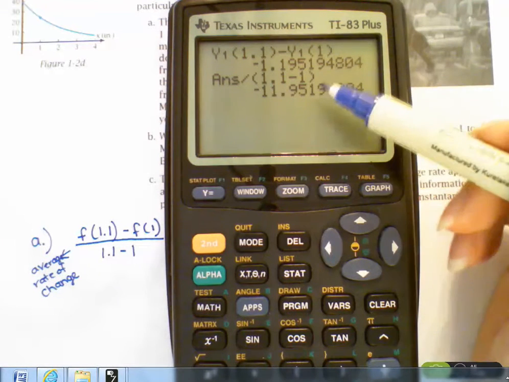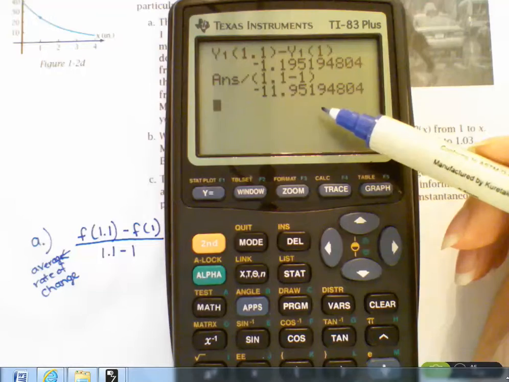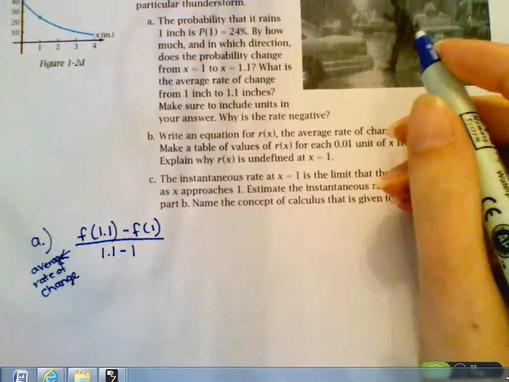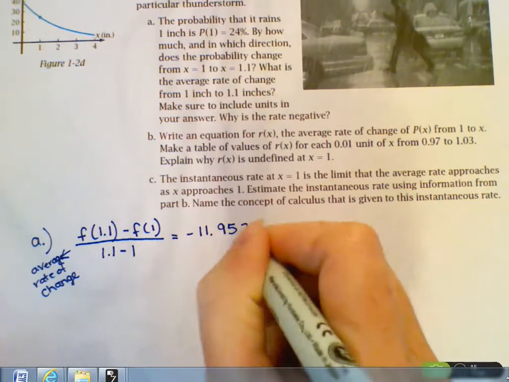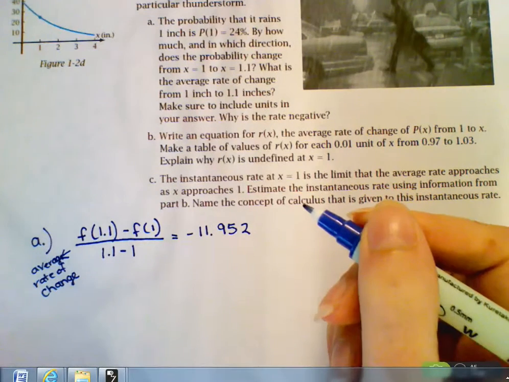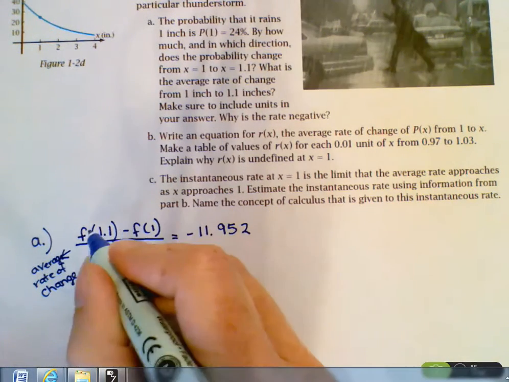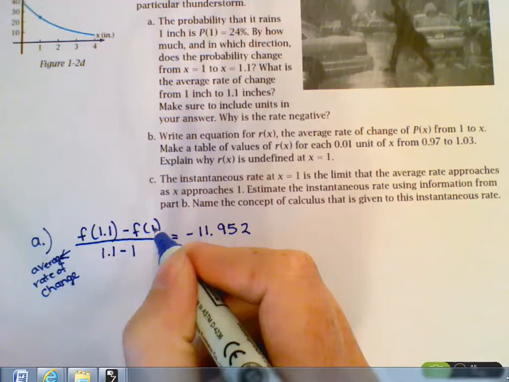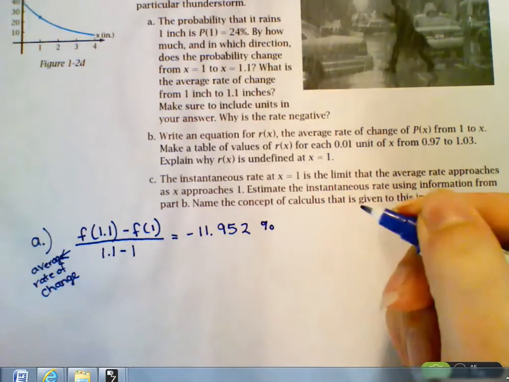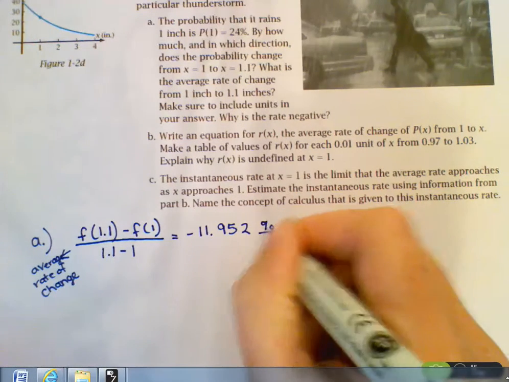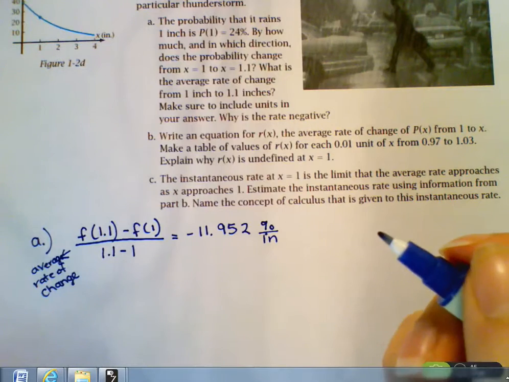On the AP Calc exam, they always ask that you round to 3 decimal places, so in our class we'll also be doing the same thing. So our answer would end up being negative 11.952. They also asked what the units would be in our answers. So again, think about what the units were for the change in y. It looks like the units for the change in y was a percentage, and the units for the change in x was inches. So that would be the answer to this part.